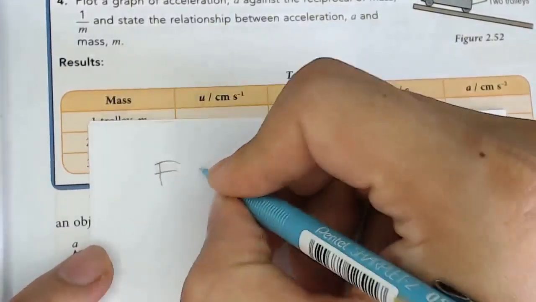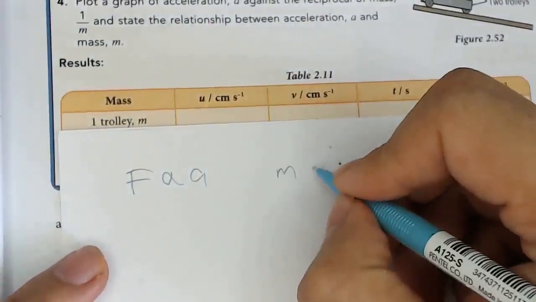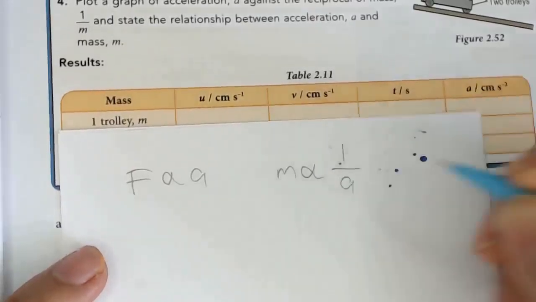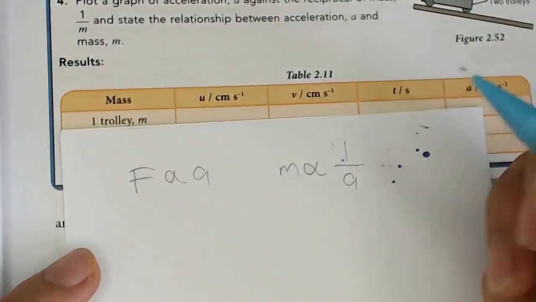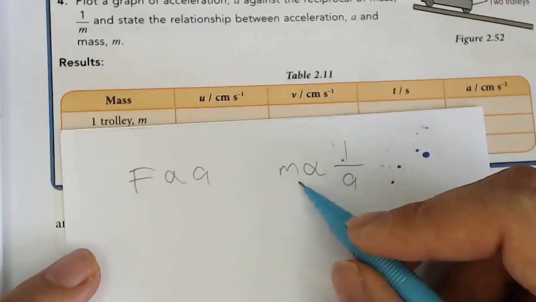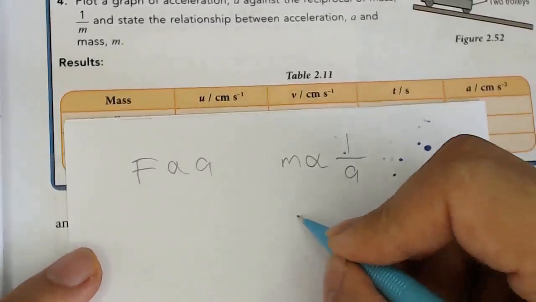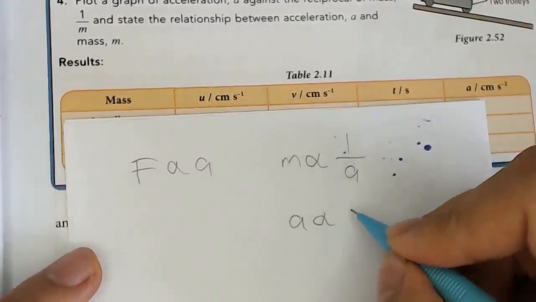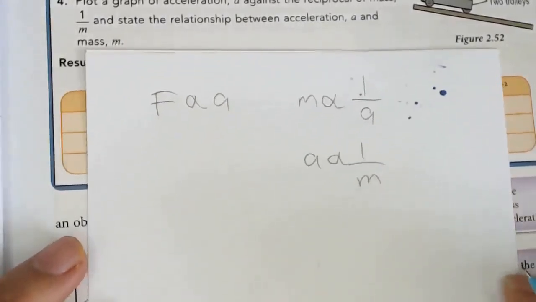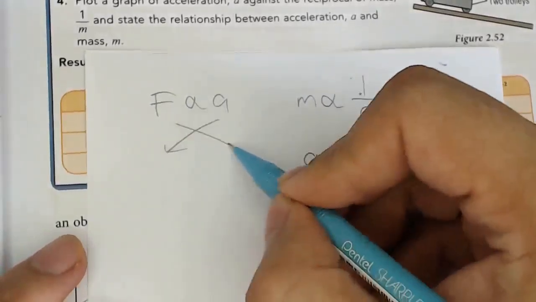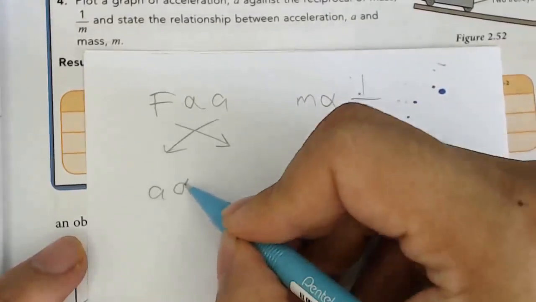Okay, we know that F is directly proportional to a, while m is inversely proportional to a. So if we do the algebra transfer, we're going to have this: a is inversely proportional to 1 over m, correct? And I want this to change place, to flip. So a is directly proportional to F.